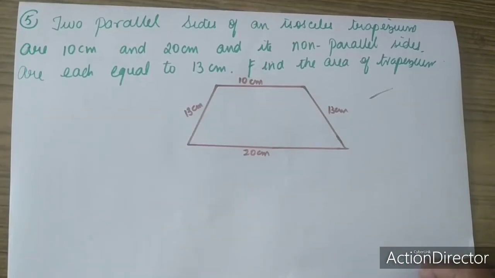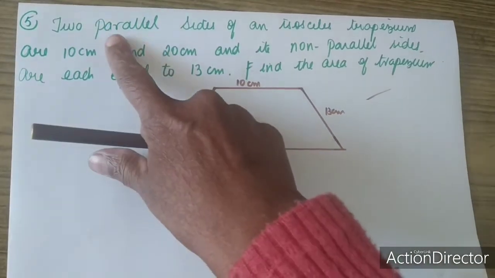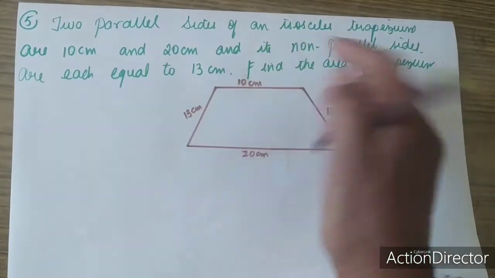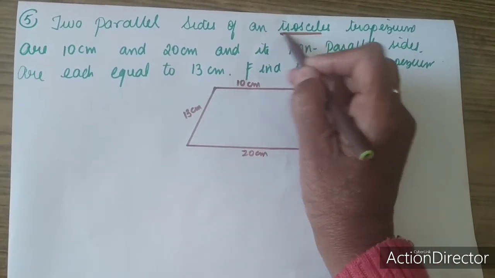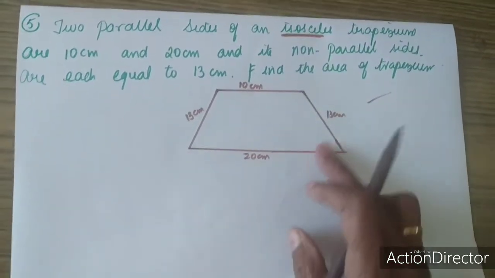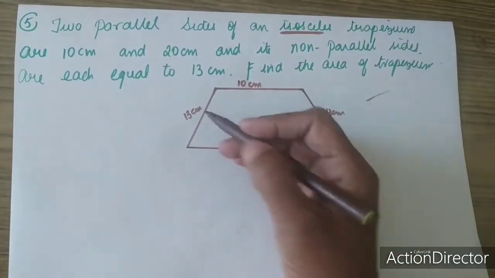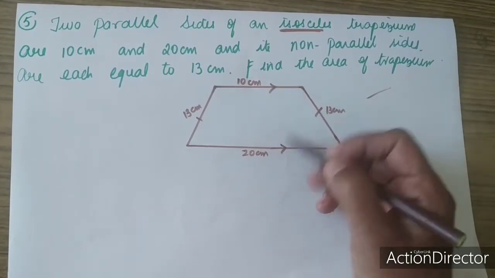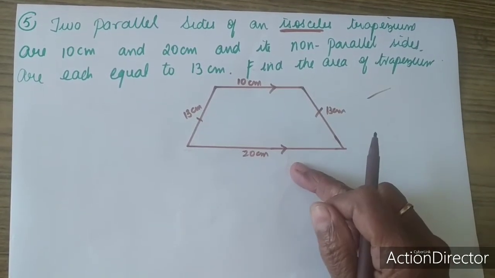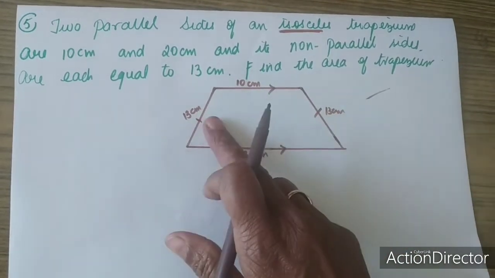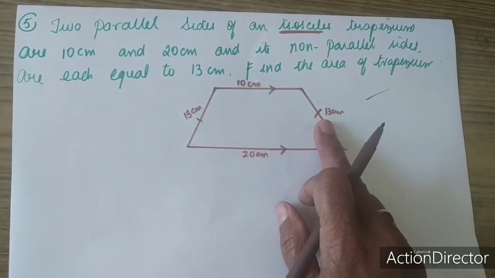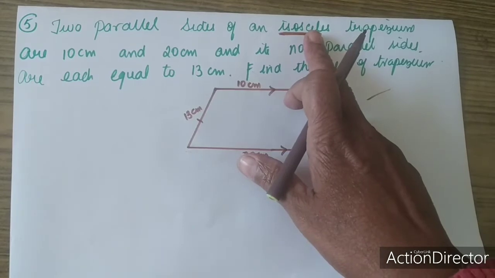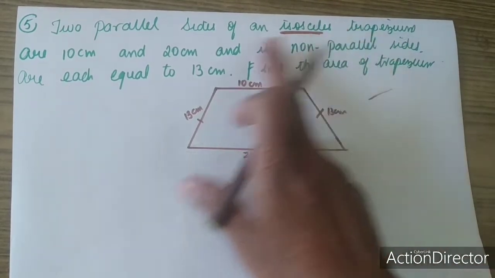Let us discuss one of the most important sums of this trapezium, which states two parallel sides of an isosceles trapezium. What do you mean by isosceles trapezium? That is, the non-parallel sides are equal. You have parallel sides and you have non-parallel sides. Those non-parallel sides, when they are equal, you call it an isosceles trapezium.